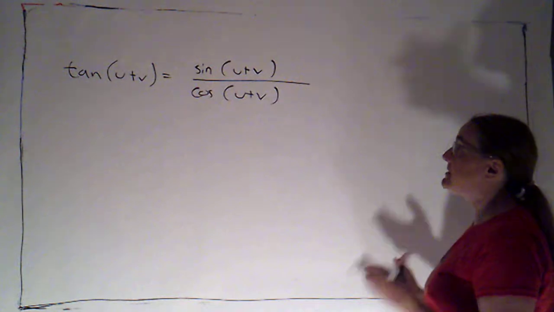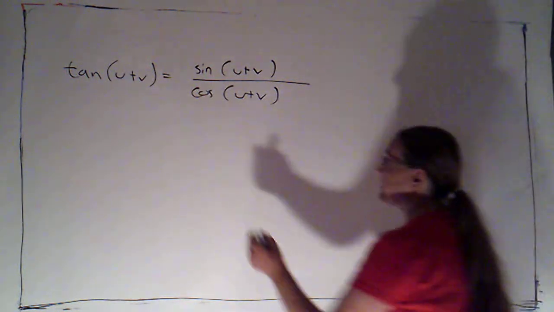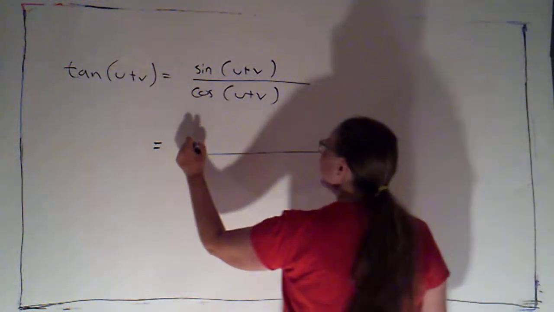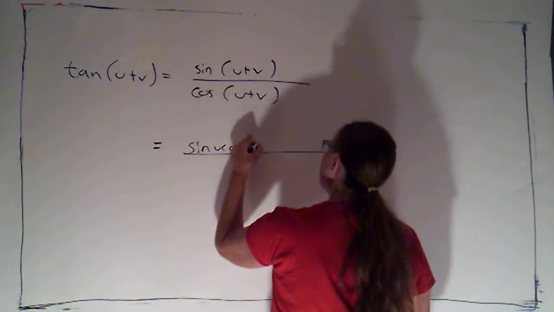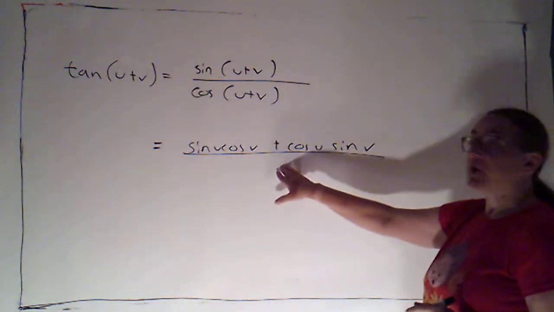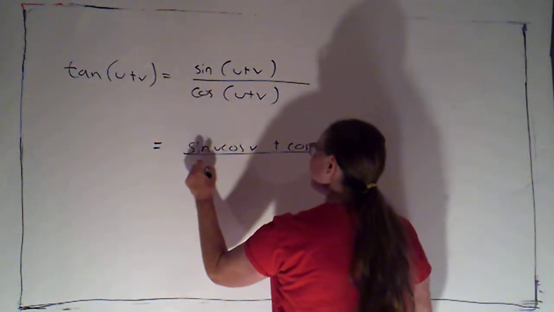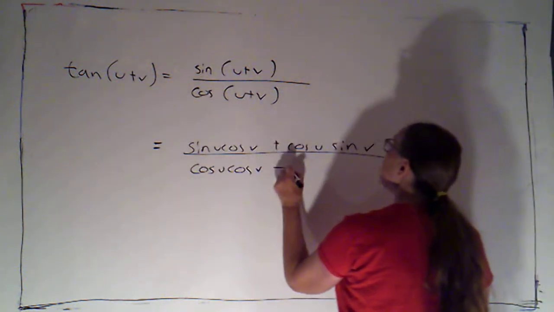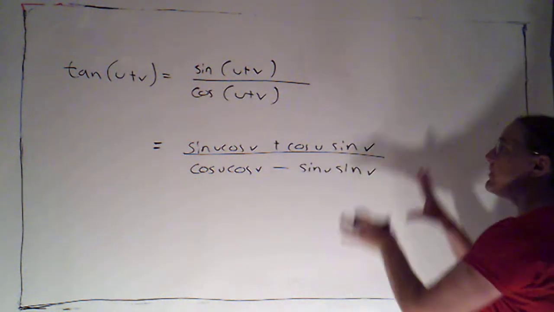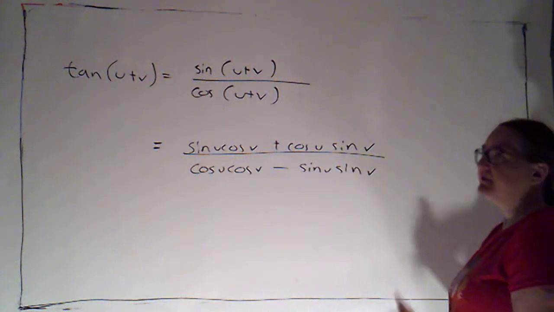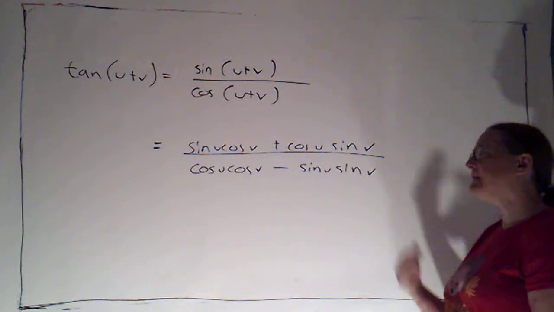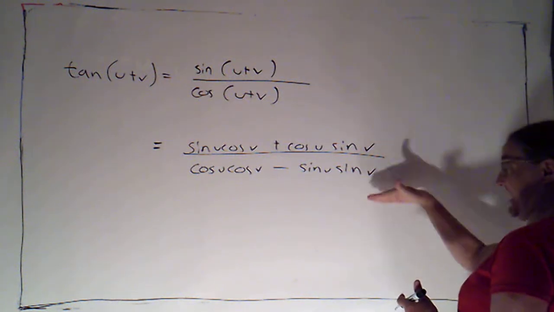So now I can use my sum formulas for sine and for cosine. The sum formula for sine, sines are the social ones, so that's sine u cosine v plus cosine u sine v. Cosines, those are the antisocial ones, so that's cosine u cosine v minus sine u sine v. Now, that is a sum formula for tangent. That's not the version you're going to see in the textbook, and that's not the version I would want you to derive, although this is how you get there.